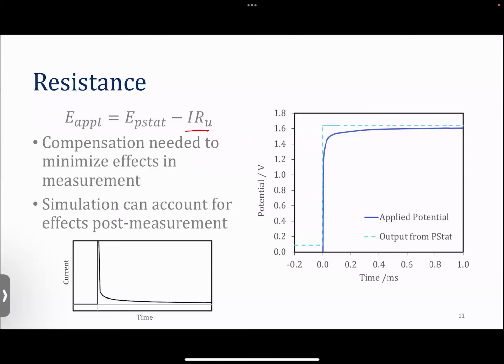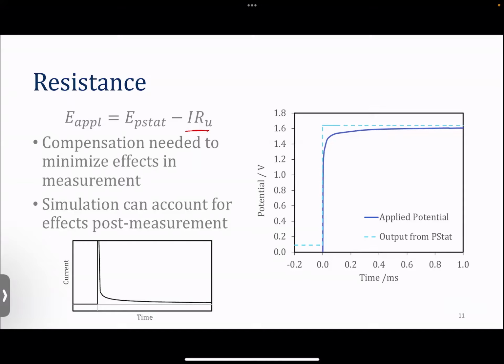Most modern potentiostats can actively compensate for resistance. What that does is you measure the resistance, you tell the potentiostat the resistance value, and then it multiplies whatever current it reads by that resistance so it can add it back in to the output to compensate for the drop.